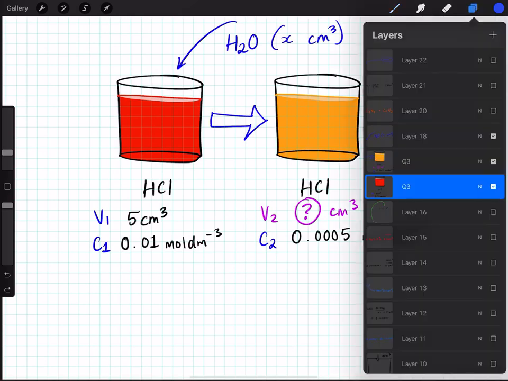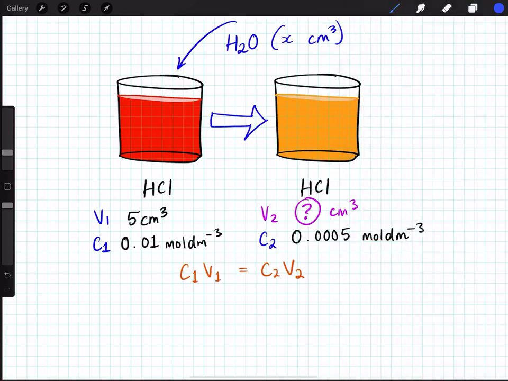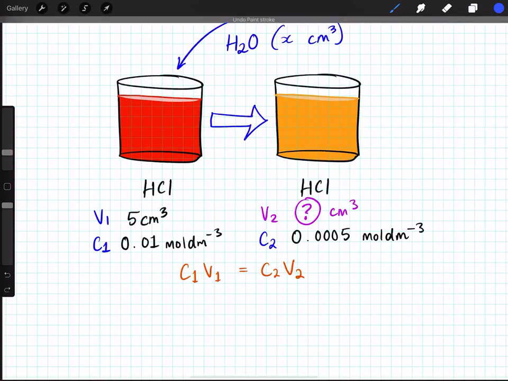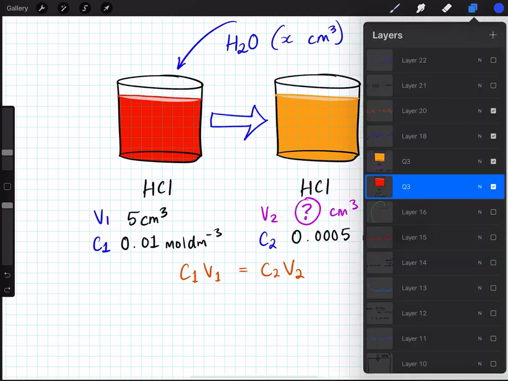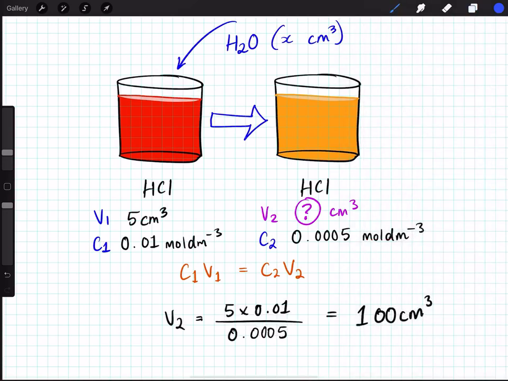So whenever that happens, we can use a formula called C1V1 equals C2V2. C1V1 is the initial concentration and volume, and C2V2 is the final concentration and volume. Of course, we don't know what the final volume is going to be because we don't know how much water has been added. That's why we use this equation to work it out. So we're going to work out V2. Plug in your values, and you get 100 centimeters cubed.